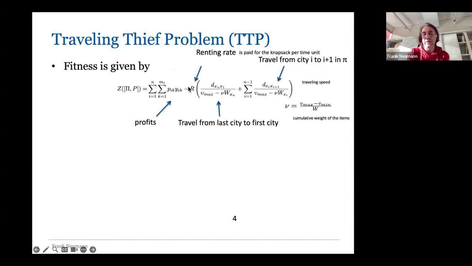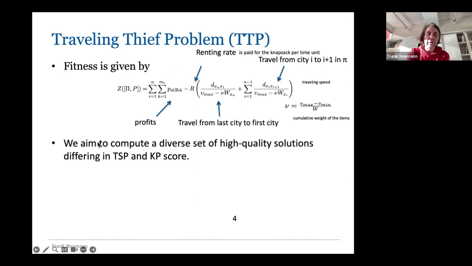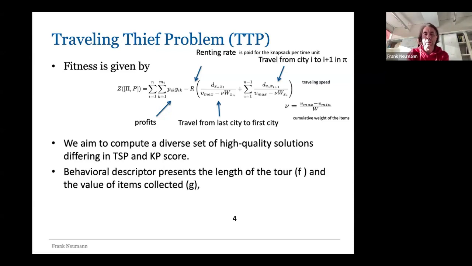There are the profits. This is the renting rate that essentially says how important that cost is here for traveling. And you have the travel terms to travel from one city to the others, and that gets increased with increasing weight. Okay, so what we do now is we aim to compute a diverse set of high quality solutions differing in the TSP and knapsack score. And we also want to use quality diversity to get something somehow better than other approaches have done before. So then for QD, what you do is you establish a behavioral descriptor that depends on the length of your tour and the value of the items that you have collected. So essentially, these are the two objectives that are coming from the TSP and from the knapsack part.